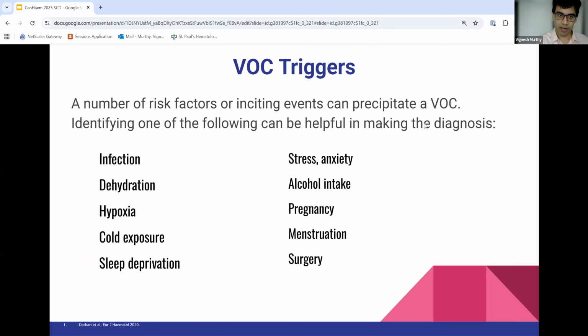A number of triggers and inciting events can precipitate a crisis, and identifying one of the following can be helpful in making the diagnosis, but it's a pretty long list. Anything from infection, dehydration, hypoxia, cold exposure, sleep deprivation. It's a long list, right?